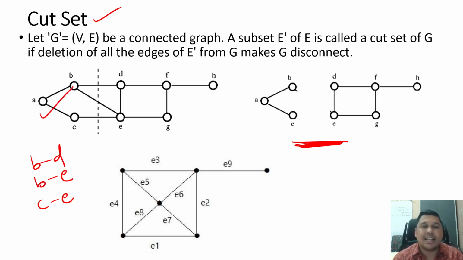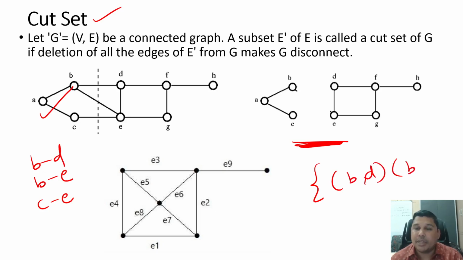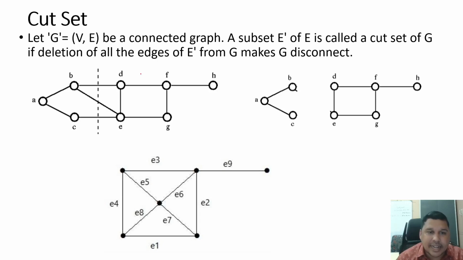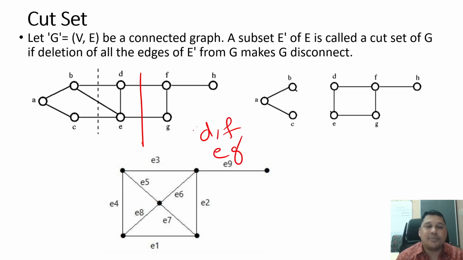A cut set is a set of edges whose deletion makes the graph disconnected. For this given graph G, one edge set could be B comma D, B comma E, C comma E. This is one cut set. There can be other cut sets also. Can I delete DF and EG? Yes. If you remove these two edges, the graph becomes disconnected. So there can be multiple cut sets.